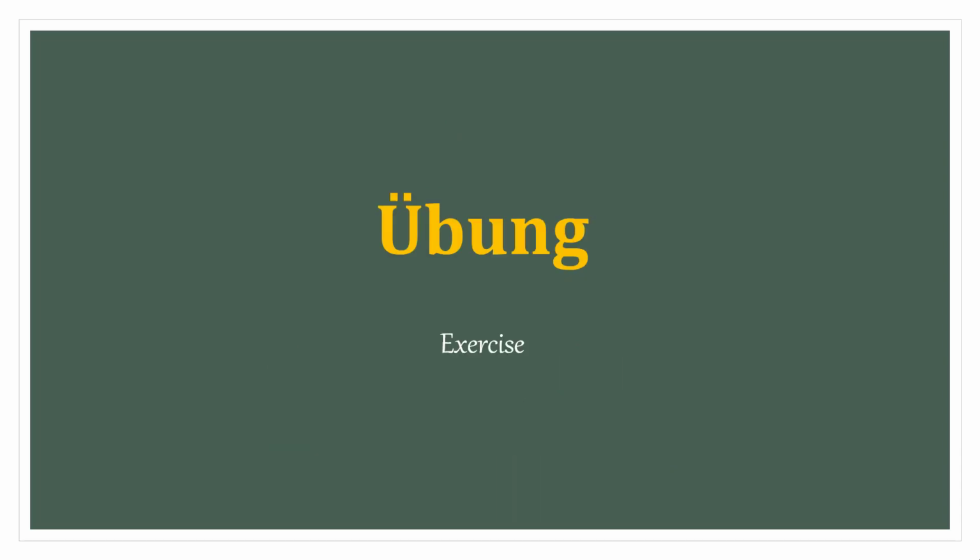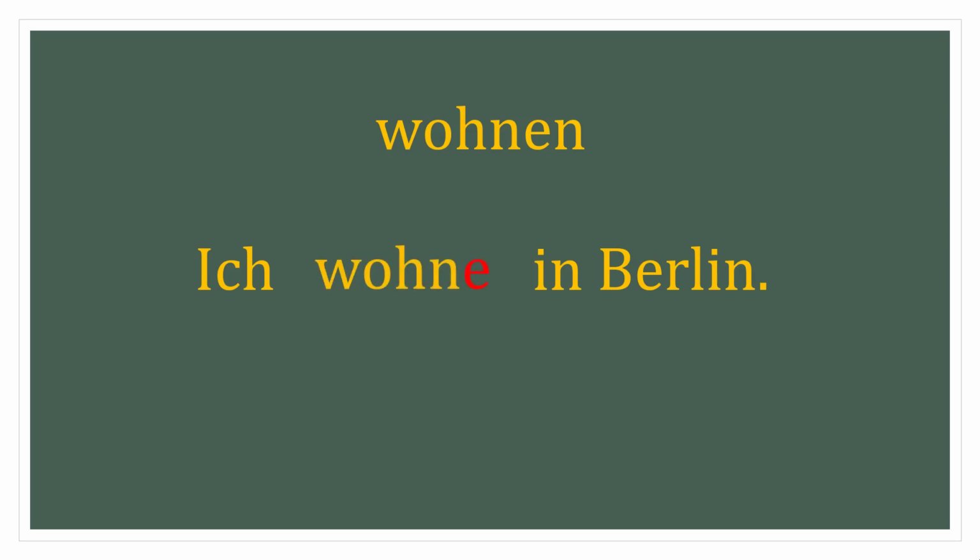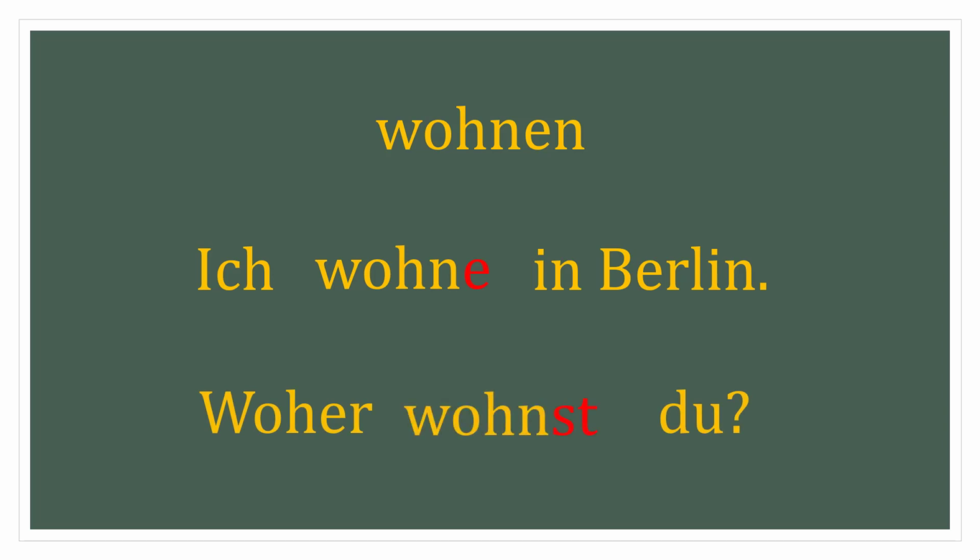Here is the first sentence. First look at the verb conjugation according to the subject. Wohnen. Ich. In Berlin. Ich wohne in Berlin. Du. Woher wohnst du?